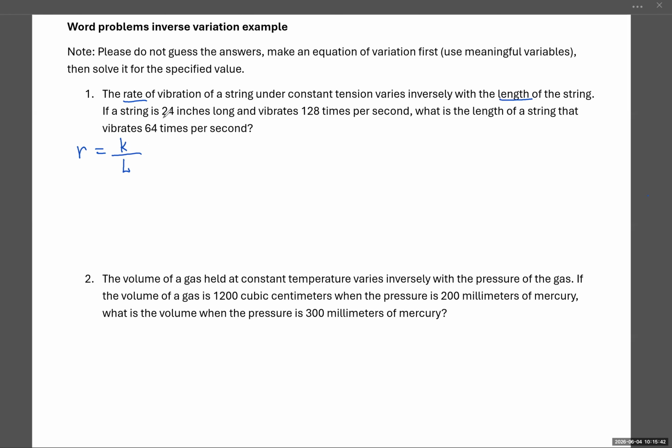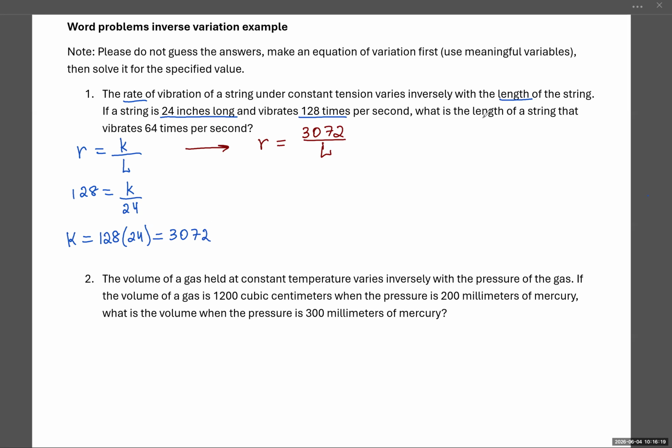If a string is 24 inches long, so L is 24, and it vibrates 128 times per second, so R is 128, L is 24. We're trying to solve for K. K equals 128 times 24, 3072. And once we've done that, we can rewrite the equation of variation with the K filled in. R equals 3072 divided by L. And then read the last sentence.